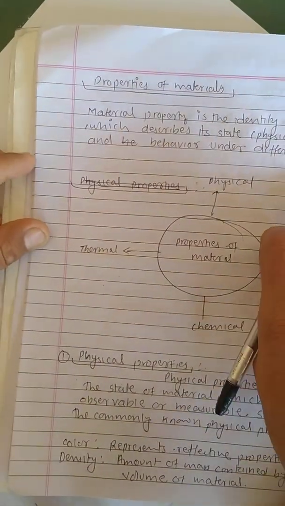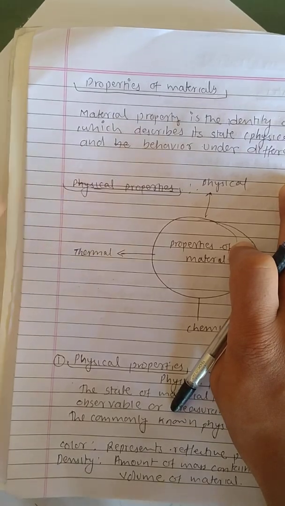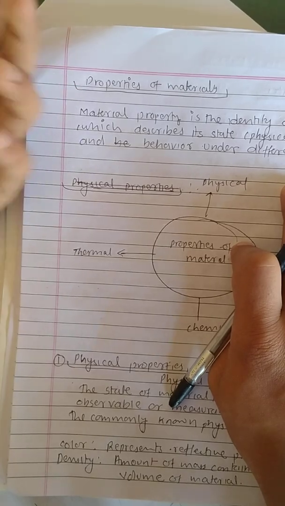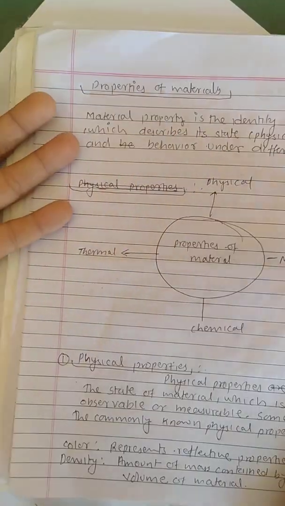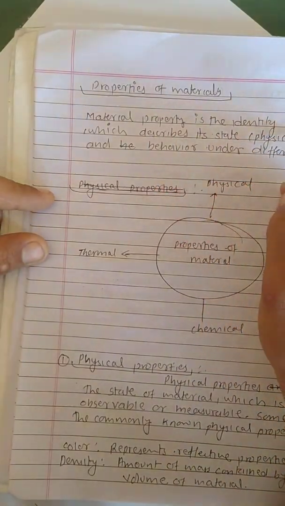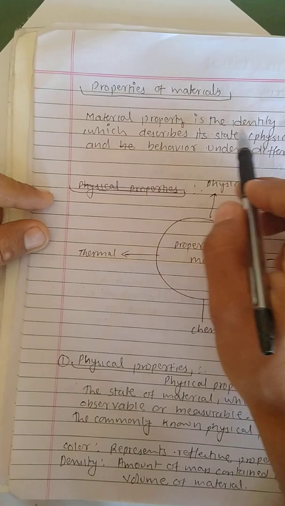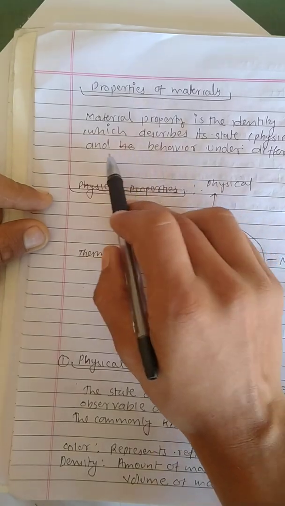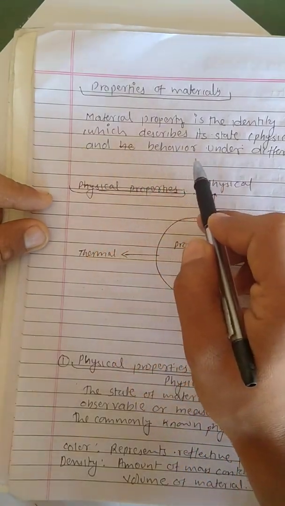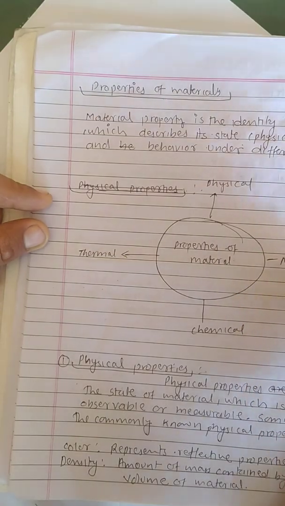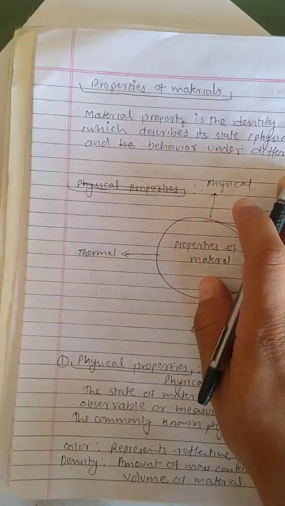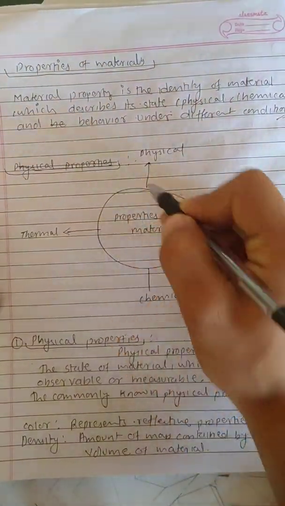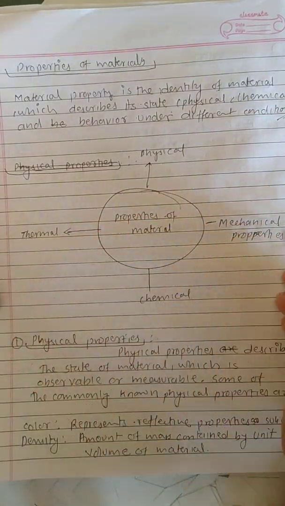Okay guys, now we will talk about the properties of material. Before choosing the material, we have to know what the properties are: what are the mechanical properties, what is physical, what is chemical, what is thermal. Material property is the identity of a material which describes its state, like physical and chemical, and its behavior under different conditions. Material will perform differently in different conditions, guys. So the properties of material are physical, chemical, thermal and mechanical properties.